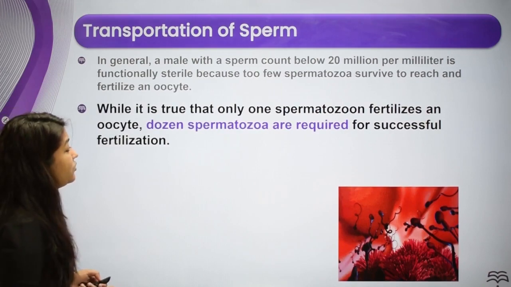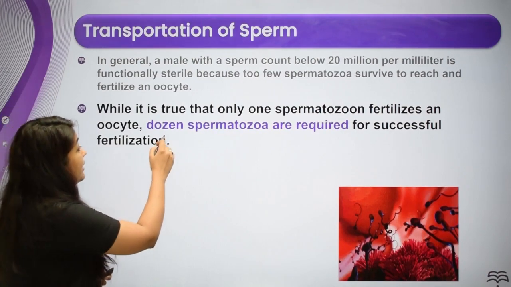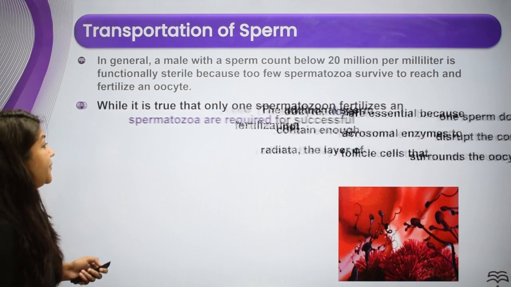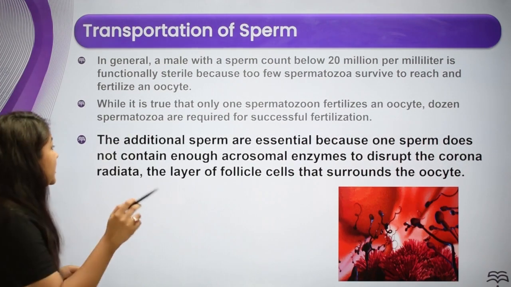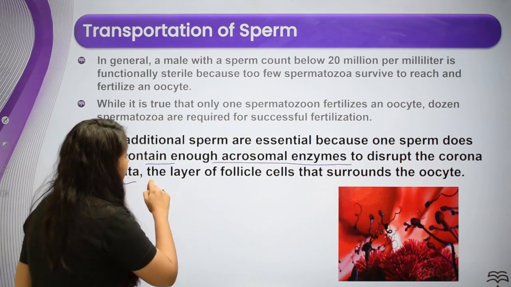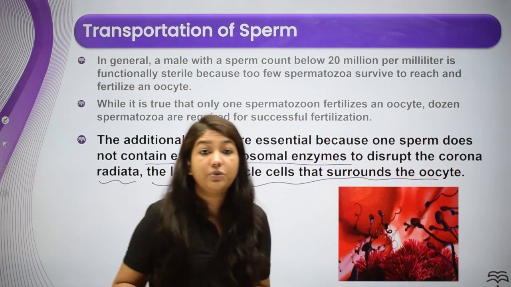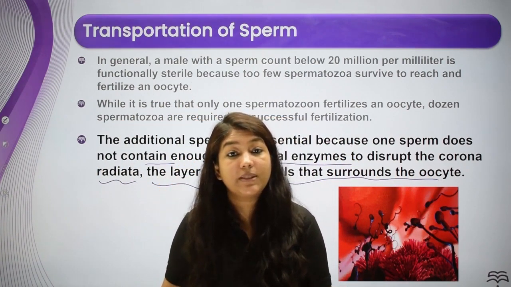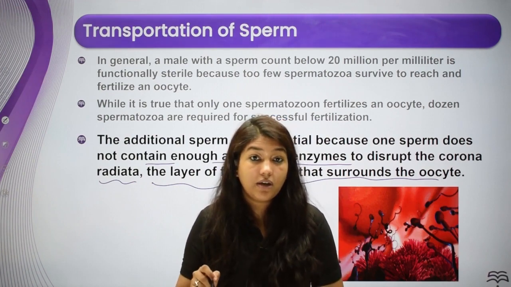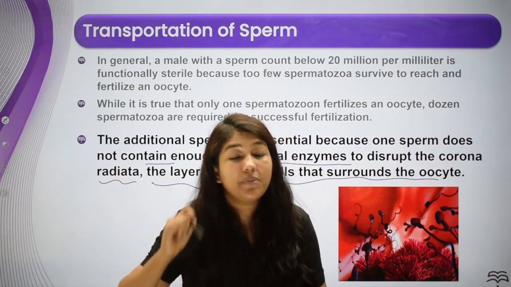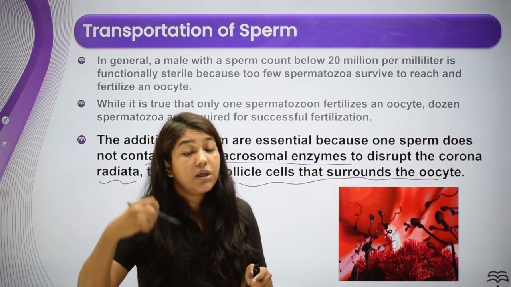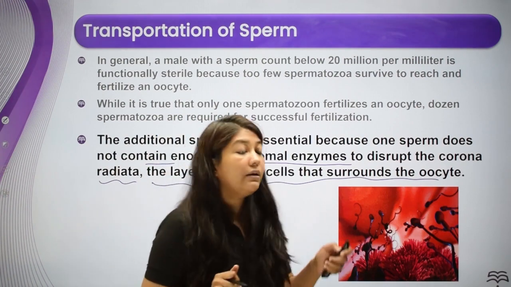Now, while it is true that only one spermatozoon fertilizes an oocyte, a dozen spermatozoa are required for successful fertilization. The additional sperms are essential because one sperm does not contain enough acrosomal enzyme to disrupt the corona radiata, the layer of follicle cells that surrounds the oocyte. If you recall the diagram of the oocyte, we have seen that there is a layer of follicular cells which is called the corona radiata. So they have to penetrate that, and penetrate the plasma membrane of the secondary oocyte, right? For all of this, enzymes are needed. So the other sperms, what are they doing? They are helping in that penetration.